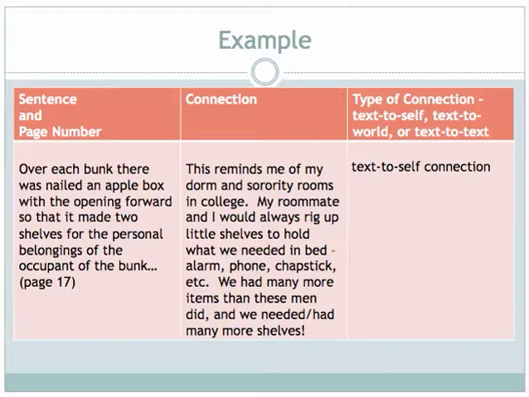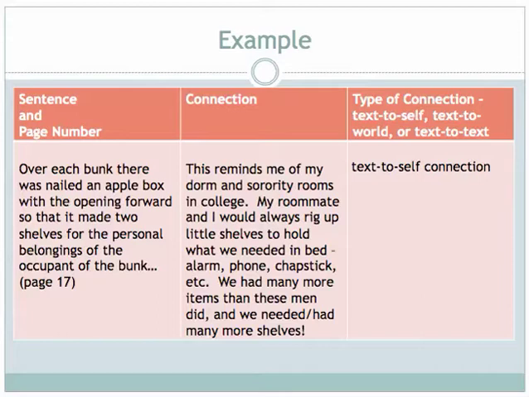In the left column, there is a sentence from Of Mice and Men. The sentence reads, over each bunk there was nailed an apple box with the opening forward so that it made two shelves for the personal belongings of the occupant of the bunk. In the center column is my connection. I said, this reminds me of my dorm and sorority rooms in college.